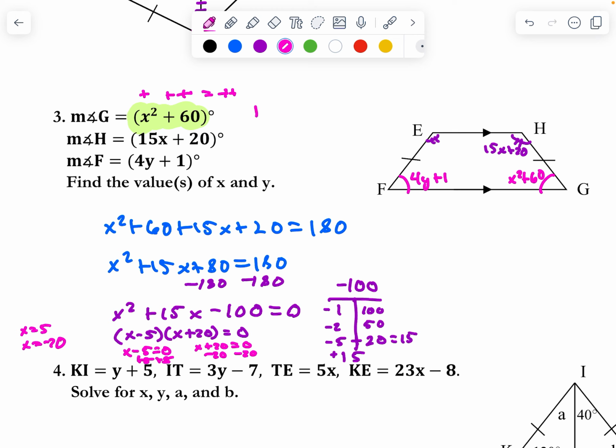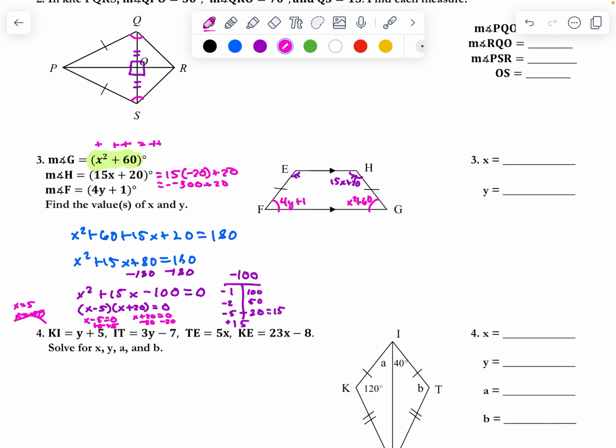Okay, so I'm going to go ahead and write this: 15 times -20 plus 20. Well, this is -300, plus 20. Yeah, that's going to stay pretty negative. So my answer cannot be this -20. So my answer up here has to be 5.